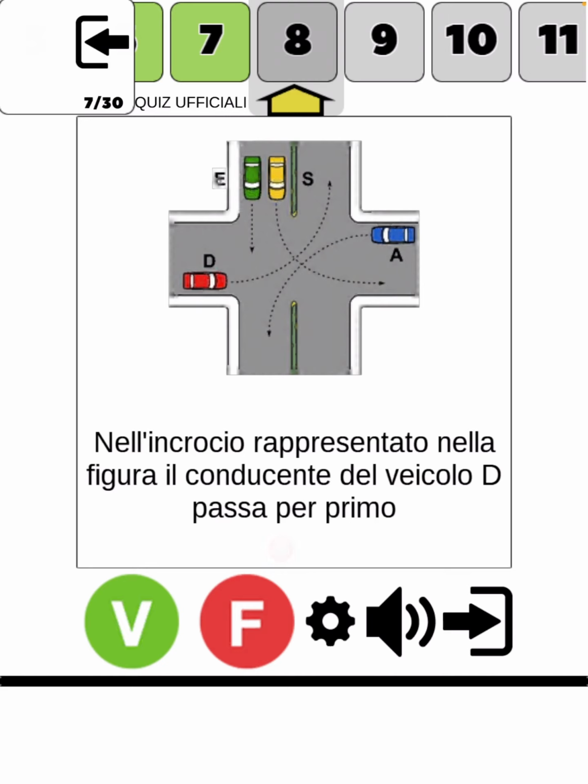At the intersection shown in the figure, the driver of the vehicle D passes first. The question is vero.